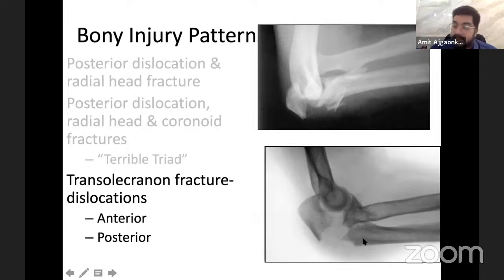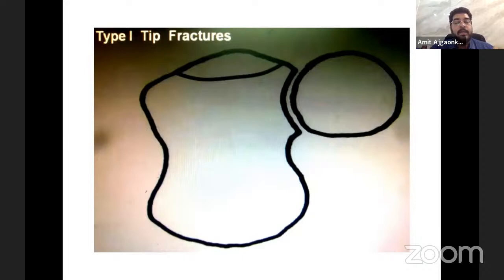So you have to treat this fracture of the olecranon and the proximal ulna, as well as the lateral complex, in these types of injuries. This is a posterior fracture dislocation. This is also a posterior fracture dislocation, where you find the proximal radioulnar joint also dislocated. Now, in coronoid fractures, tip fractures are the most important fractures, and these are commonly involved in terrible triad.